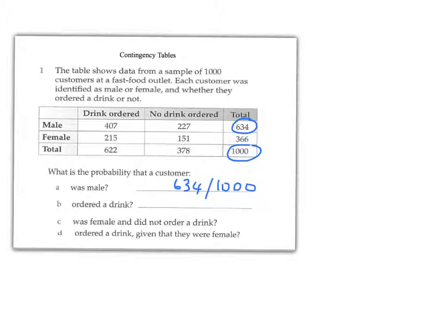What's the probability that a customer ordered a drink? Again, we just look at the total of ordered drinks. 622 out of 1,000. What's the probability that a customer was a female and did not order a drink? Female and no drink is 181.